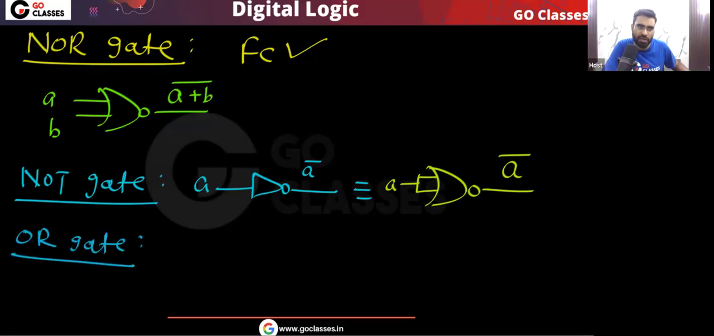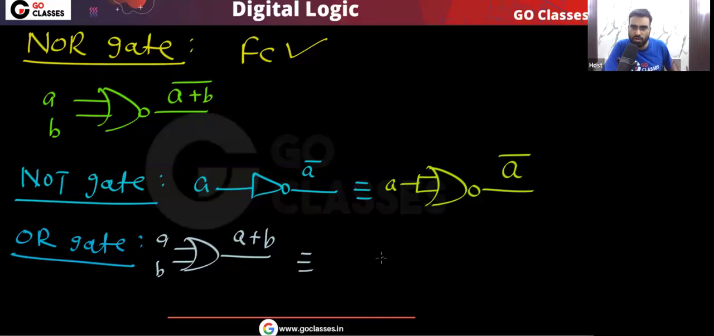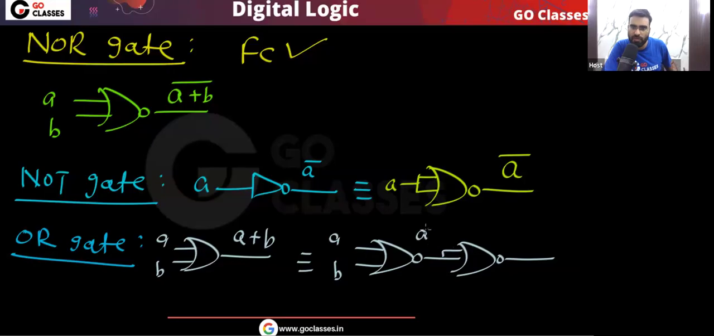Next, you can create an OR gate also. From NOR you can create an OR gate. How to do that? Very simple, just use this NOR gate two times. Put A and B, then use this two times. Remember, the output of the first will be (A or B) bar, and here the final output will be A or B.